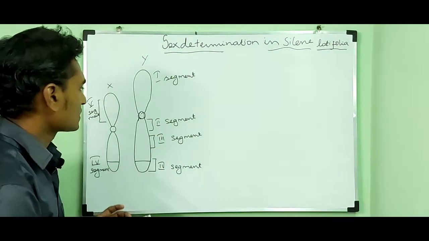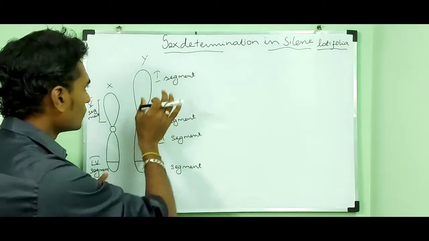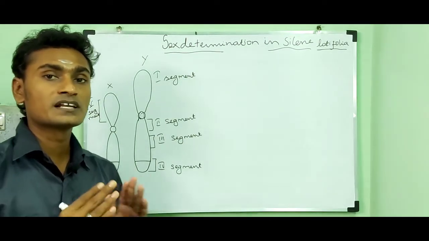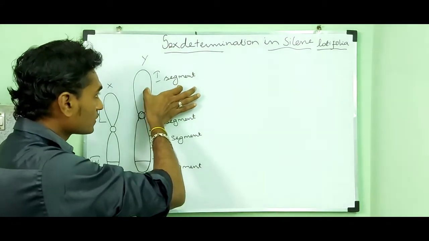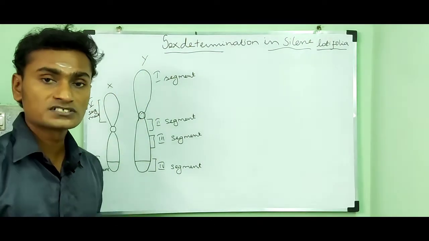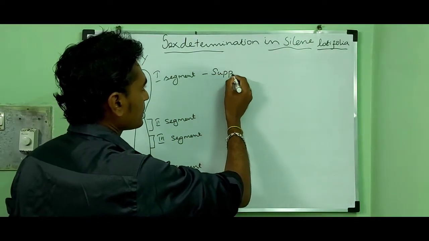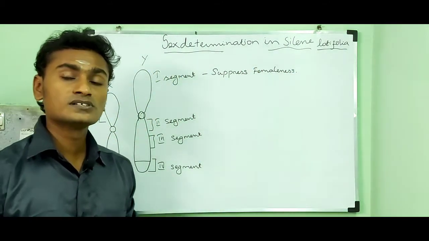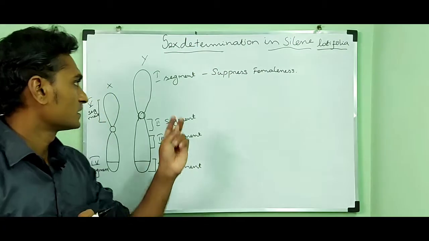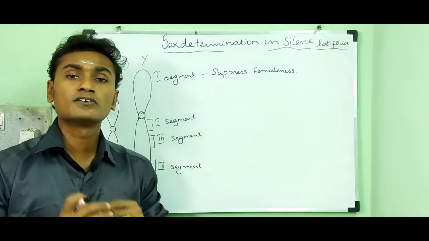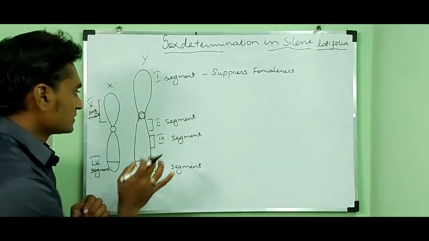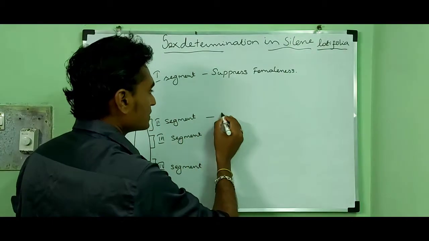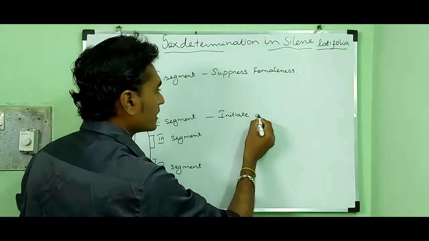The Y chromosome contains 4 segments. The first segment is responsible for suppressing the femaleness. That means it controls the development of the female flower in the plant. Then the second segment is responsible for the initiation and development of the anther.